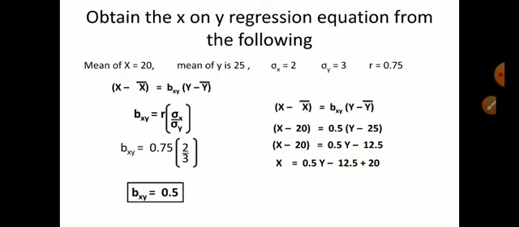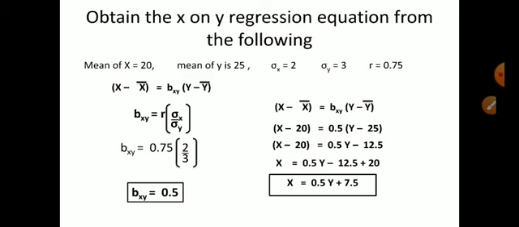Then what is that? The x on y equation will be x is equal to 0.5y plus 7.5. That will be the regression equation x on y. This kind of problems, please practice them more, so that you are confirmed marks. You will be getting 7 or 8 marks once you practice these kinds of problems. Okay, fine. This is a very important one.